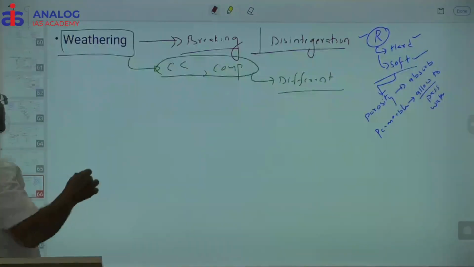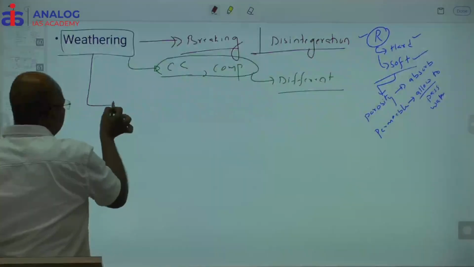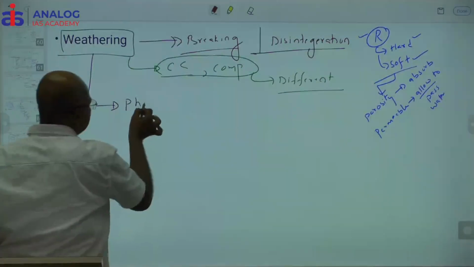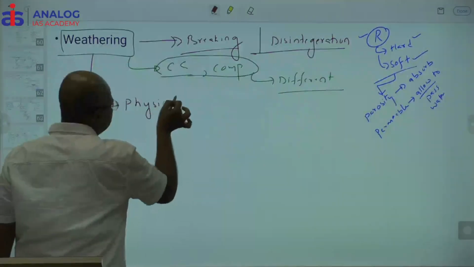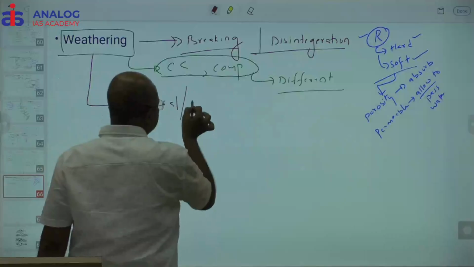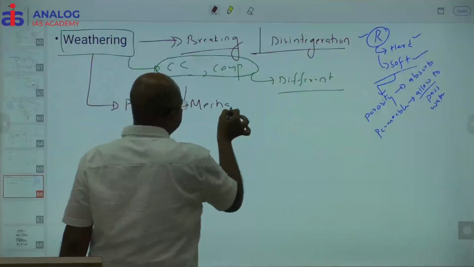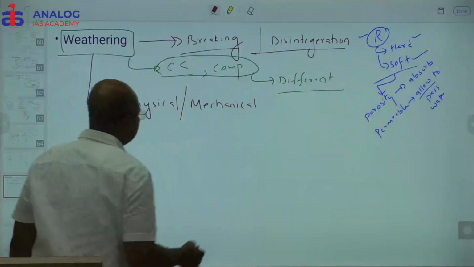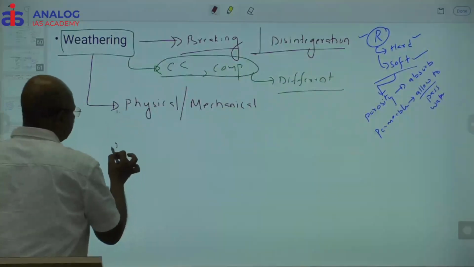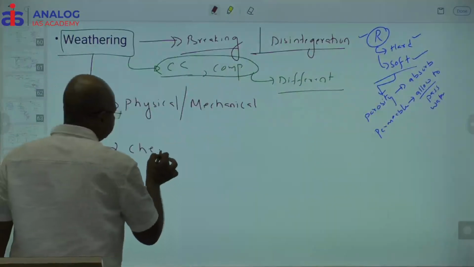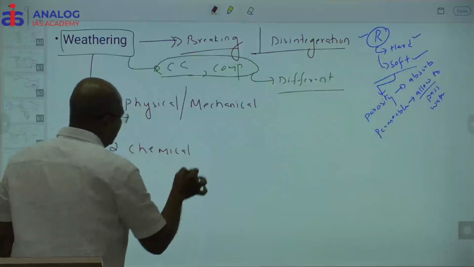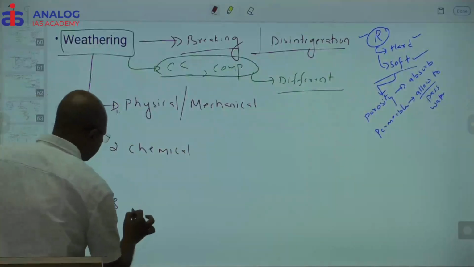We classify all the weatherings into 3 major categories. The one is called physical weathering, or we refer to that as mechanical weathering. The second one is chemical weathering. And the third one is biological weathering.